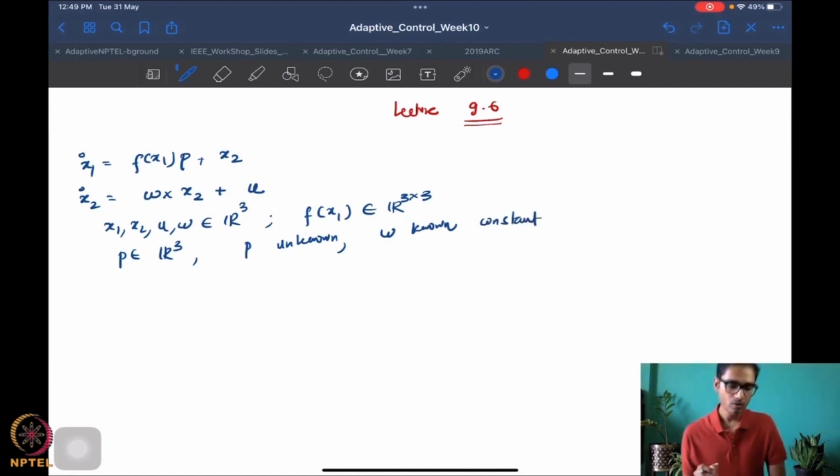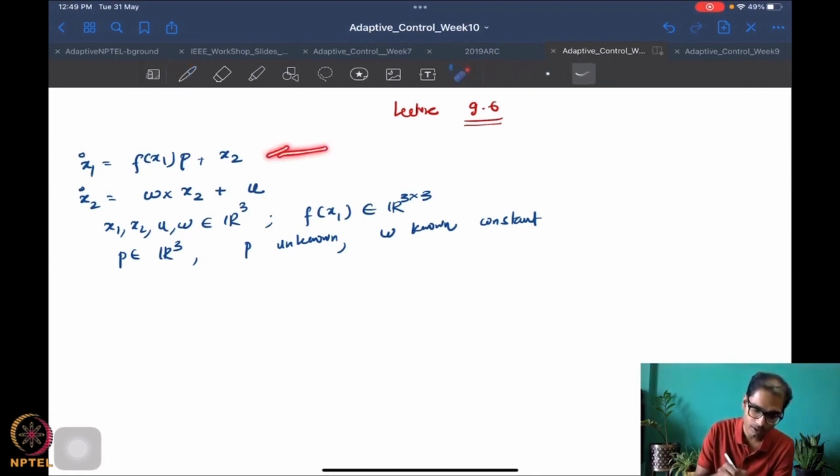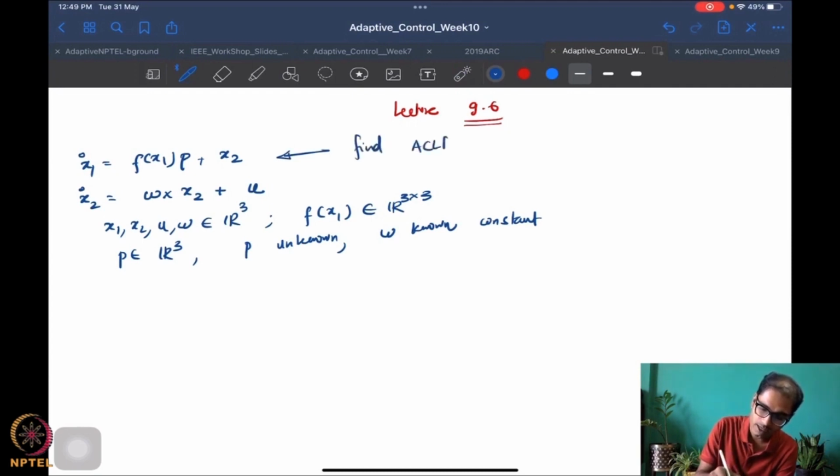Okay. Now, the first question is, what is an ACLF for this system? So step 1 is find an ACLF for this. How do we do that? What exactly was an ACLF? An ACLF essentially guaranteed that this system was adaptively asymptotically stabilizable.